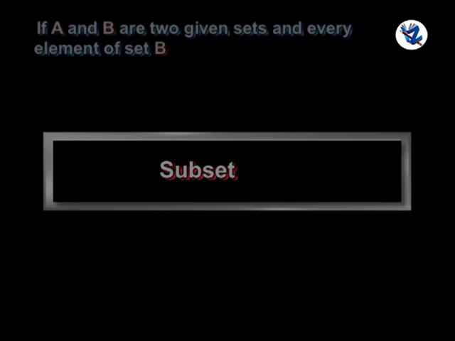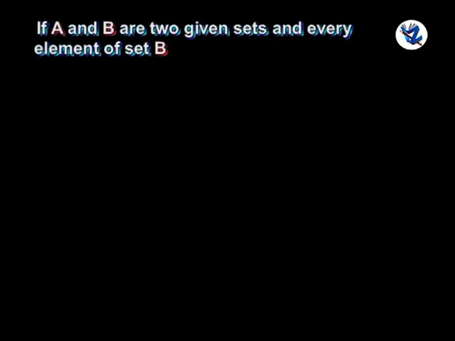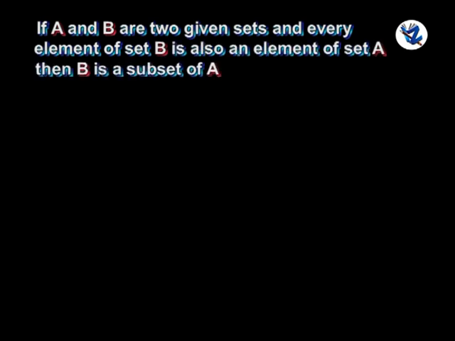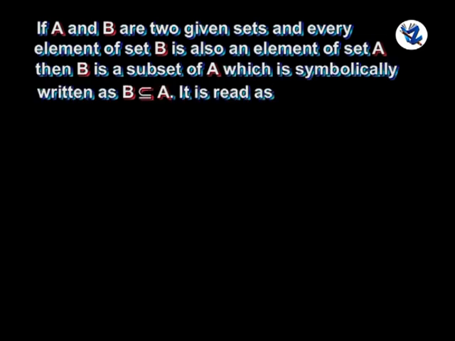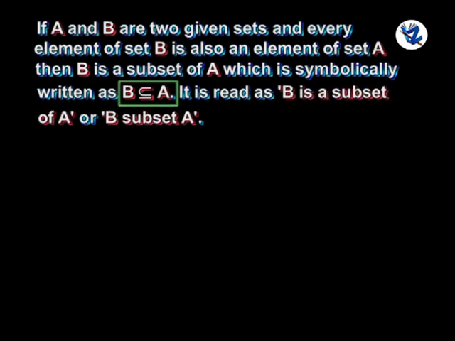Now the next type of set is subset. If A and B are two given sets and every element of set B is also an element of set A, then B is a subset of A, which is symbolically written like this and read as B is a subset of A or B subset A. For example, A is equal to {1, 2, 3, 4, 5, 6, 7, 8} and B is equal to {2, 4, 6, 8}. Here every element of set B is also an element of set A, therefore B subset A.